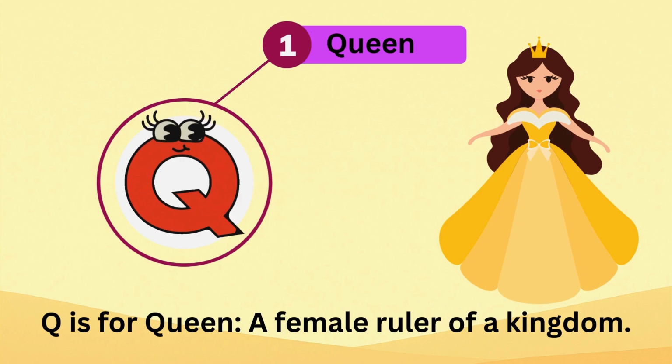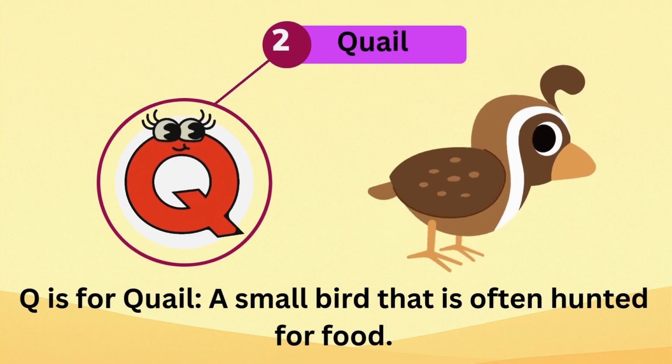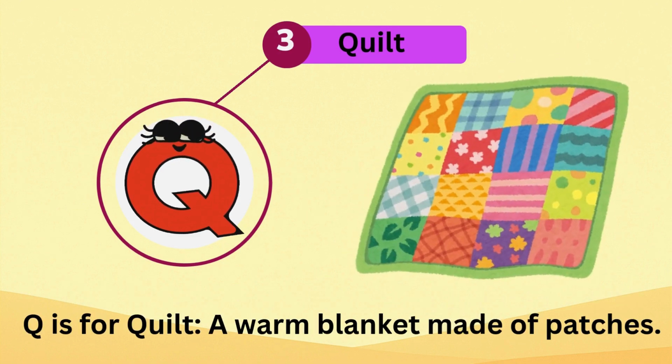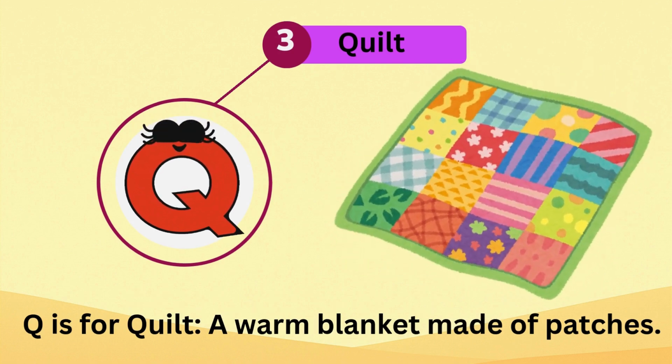Q. Q is for queen, a female ruler of a kingdom. Q is for quail, a small bird that is often hunted for food. Q is for quilt, a warm blanket made of patches.